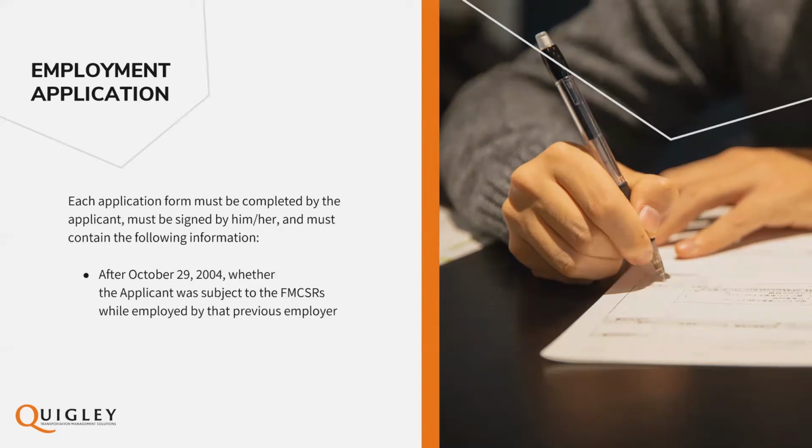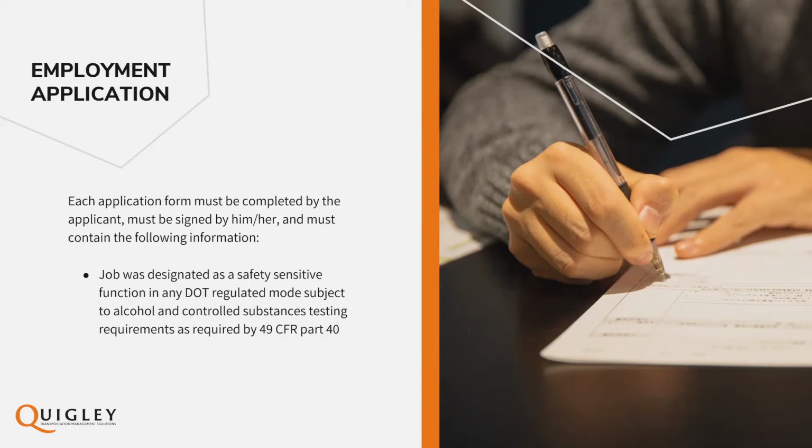They also need to indicate, for those drivers that were hired after October 29th, 2004, whether or not they were subject to the Federal Motor Carrier Safety Regulations for each employer. Also, if they were subject to drug and alcohol testing. So, in other words, did they operate any vehicles requiring a CDL license?